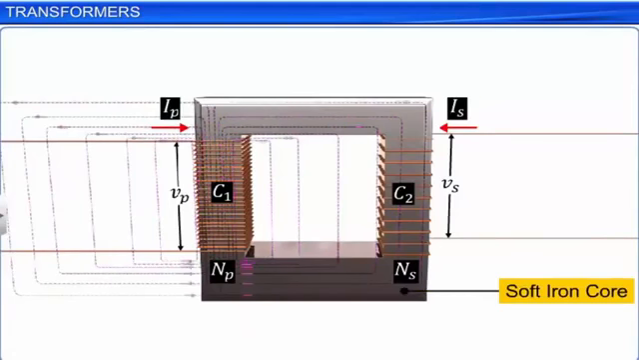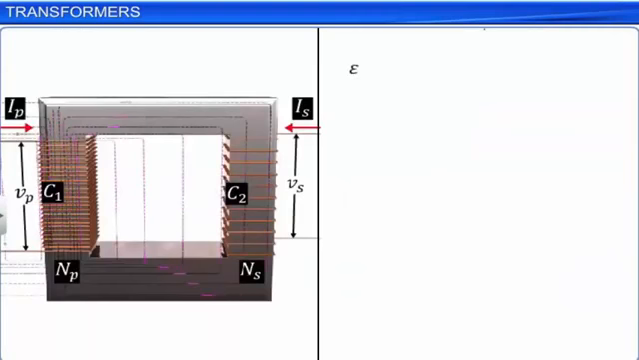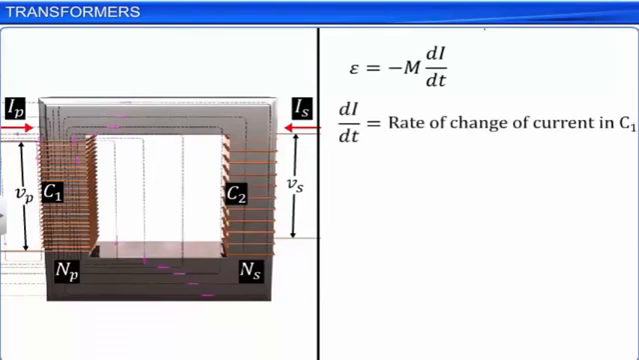If the time-varying magnetic flux produced by coil C1 passes through the other coil C2, an EMF E is induced in coil C2. The EMF induced in the coil C2 is equal to minus M di by dt, where di by dt is the rate of change of current in the coil C1 and M is the mutual inductance of the coils. The negative sign here indicates the direction in accordance with Lenz's law.